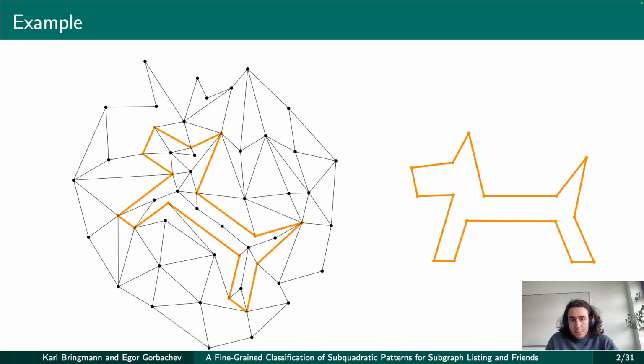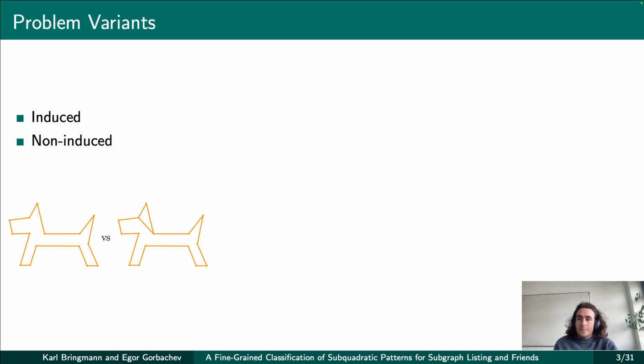It's a meta problem, so for each fixed pattern H, we have a different problem. It is one of the fundamental problems in theoretical computer science that has many applications. For example, it captures well the notion of multiple join queries in database systems. The problem has many different variants.